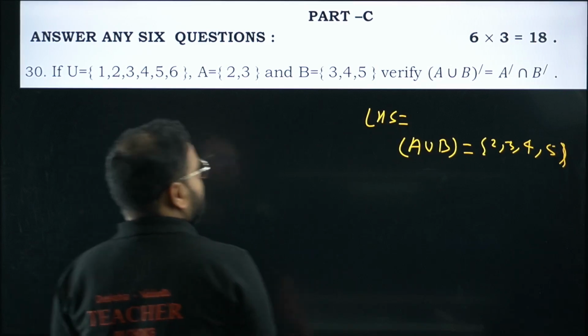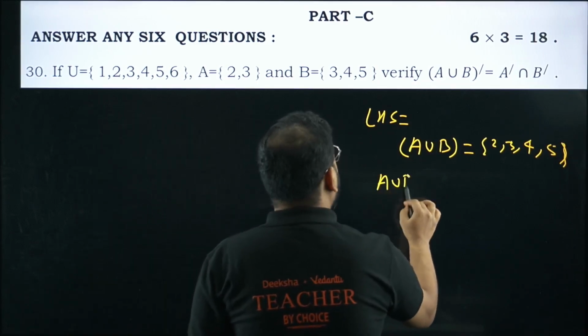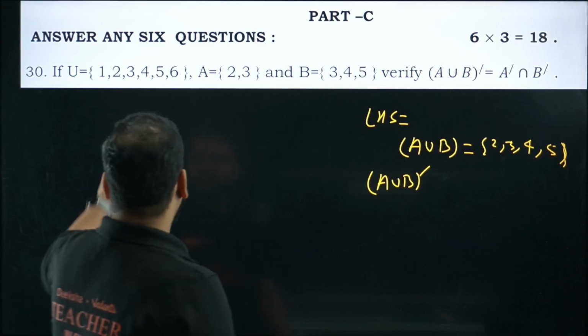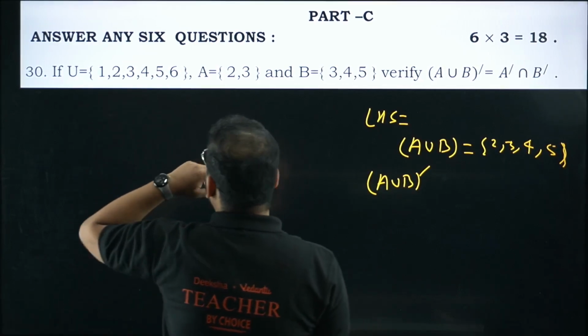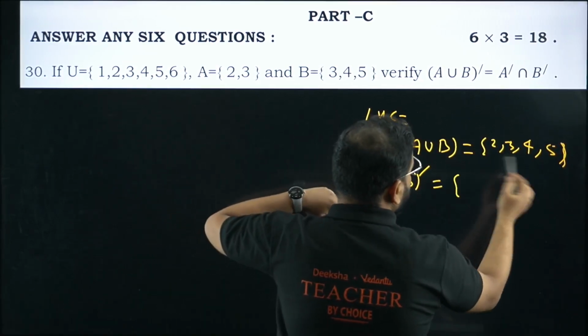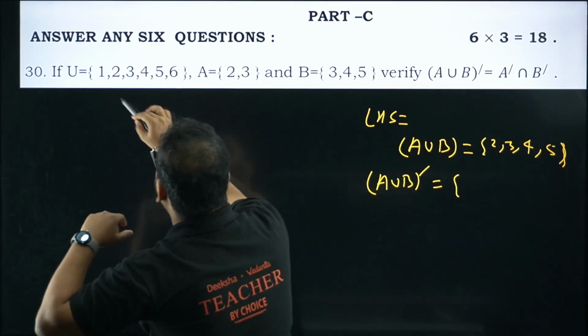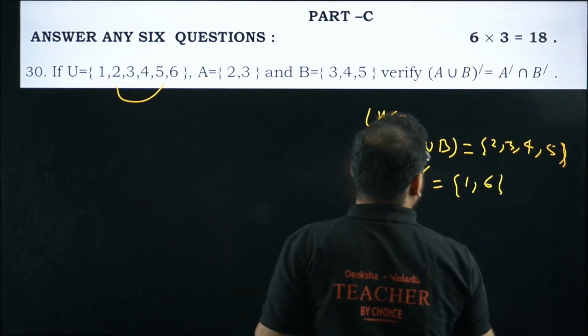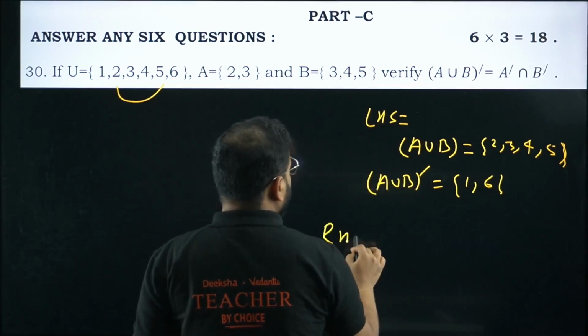We're looking for the transpose of this. So A union B transpose means everything else of A union B from the universe. What do we have? 1, 2, 3, 4, 5, 6. Take out 2, 3, 4, 5. We have only 1 and 6 left. Okay, this is done. Let's look for RHS.